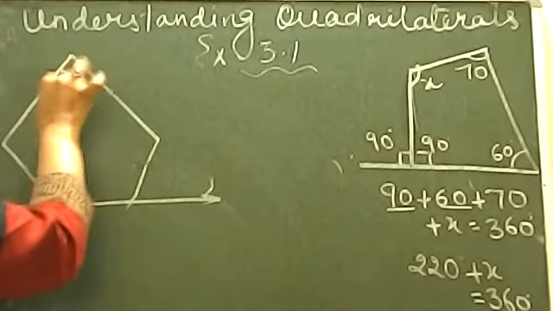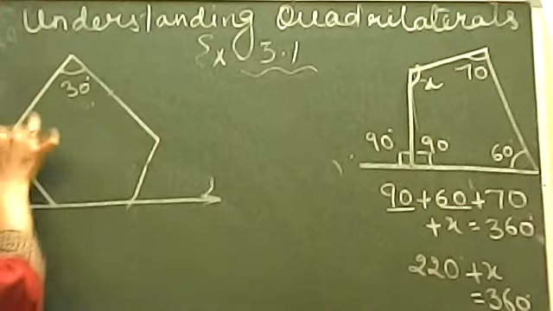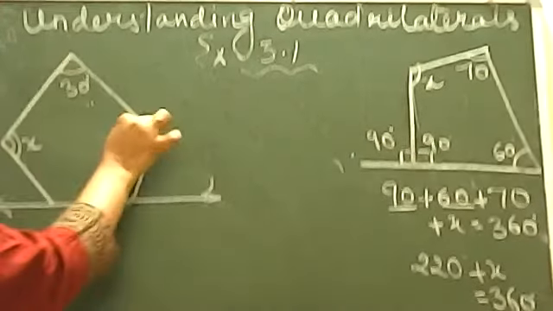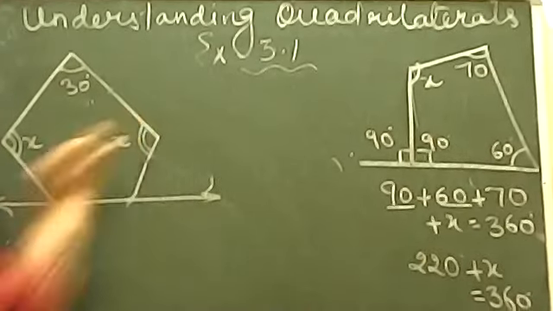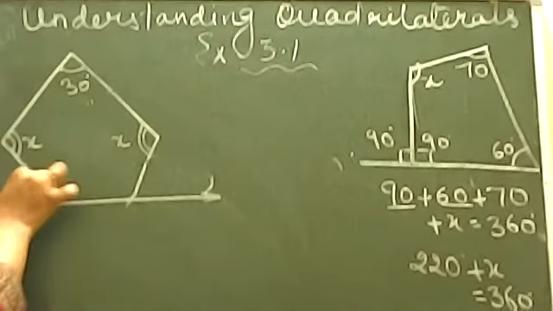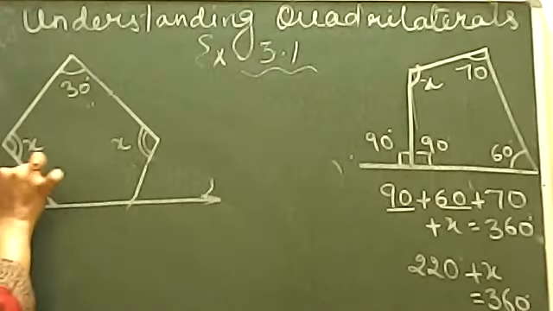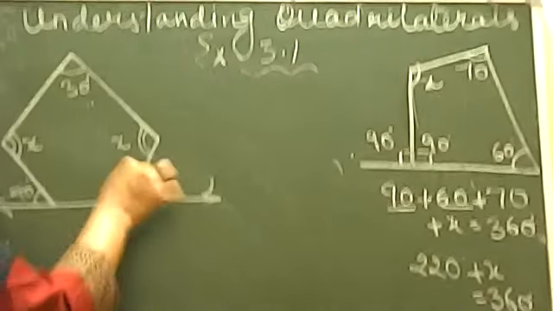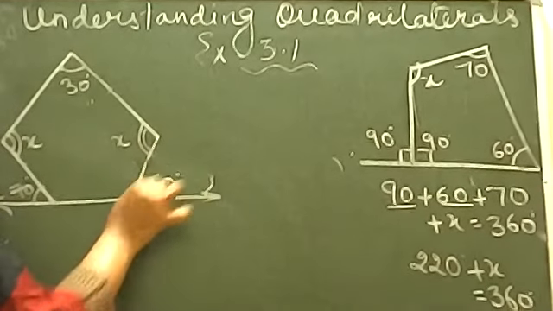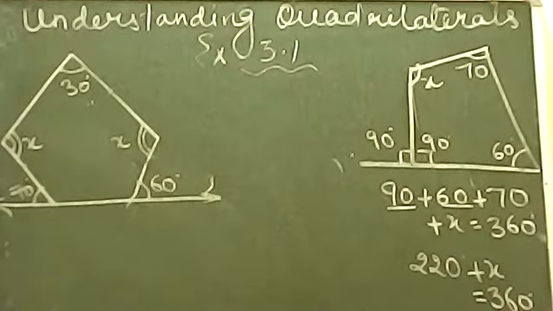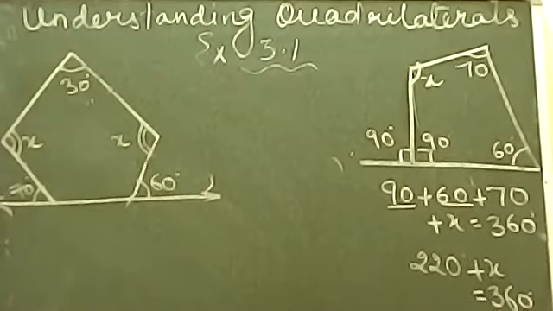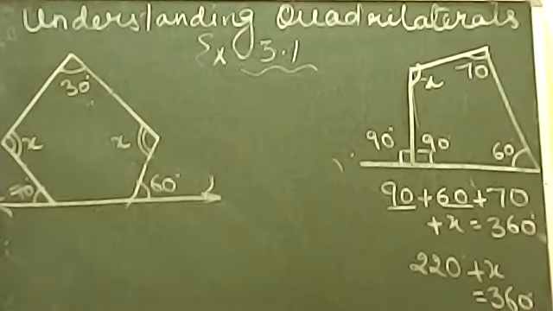This is given as 30 degree. This is given as x. And this is also given as x. It means both are equal. This is 70. And this is 60. Okay. Now what you need to do, you have to find out the value of x in this case. Simple beta. How will you do?